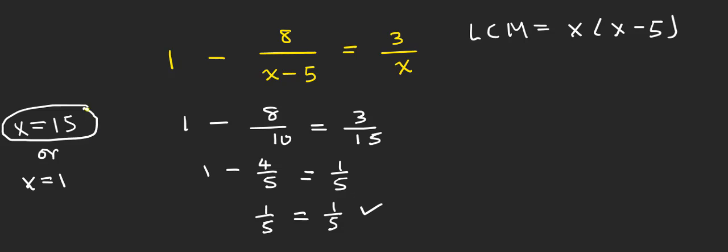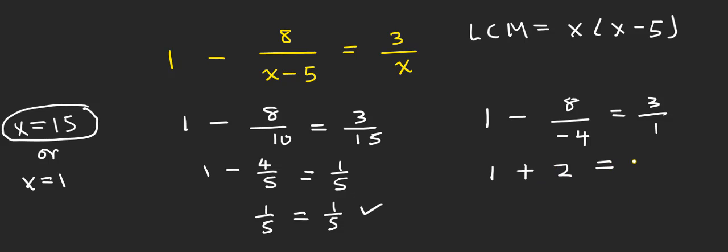So x equals 15 is a solution. What about 1? You get 1 minus 8 over negative 4 equals 3 over 1, which is going to be 3. So this is going to be 1 minus negative 2, but negative times negative is positive. So 1 plus 2, is that equal to 3? Yes, it is. So they are both solutions, x equals 15 and x equals 1.